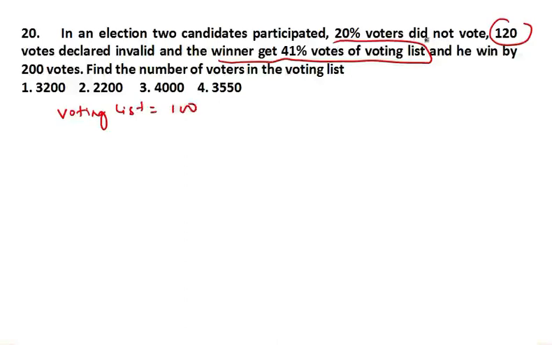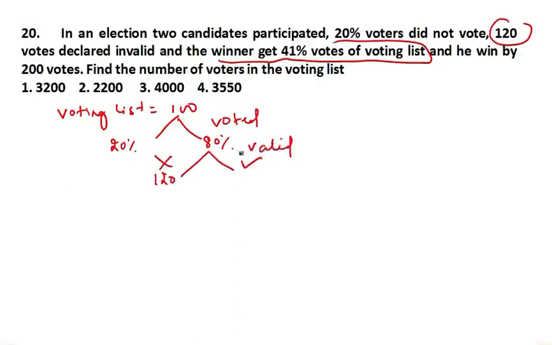So 20% voters did not vote. 20% did not vote means how many people have voted? 80% have voted, okay. Now from the 80%, it is saying 120 votes were declared invalid. Now 120 people have done something wrong and their votes were declared invalid. So valid will be 80% minus 120. Now this is your valid vote.